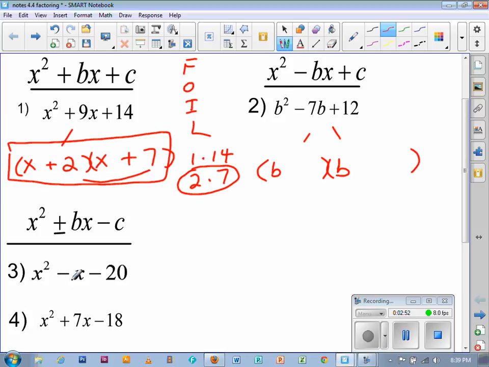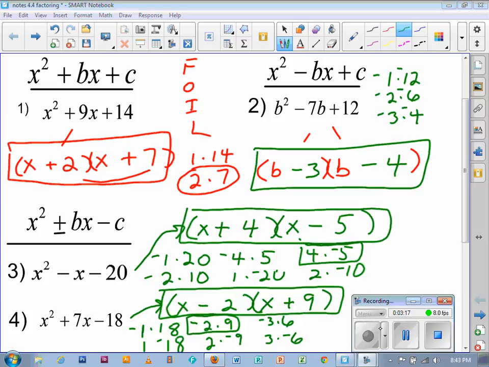In 3, you're looking at all the factors of negative 20 that multiply together to give you a negative 20 and add up to be a negative 1. And in 4, all factors of negative 18 that multiply together to give you negative 18 and at the same time add up to be positive 7. So go ahead and try and factor the rest of these. I'm going to hit pause. Good luck. And when you come back, I'll have these completed for you and we'll go over your results.